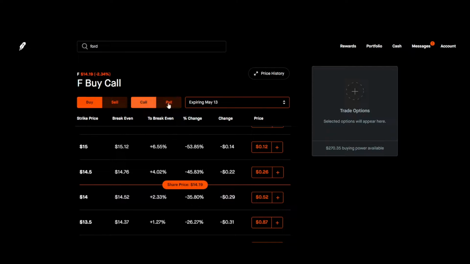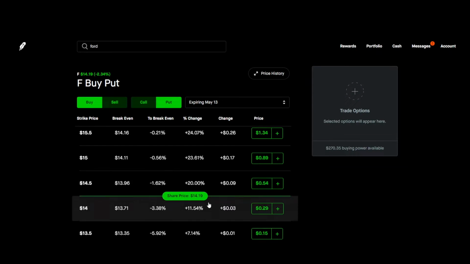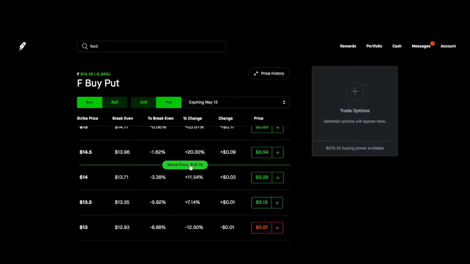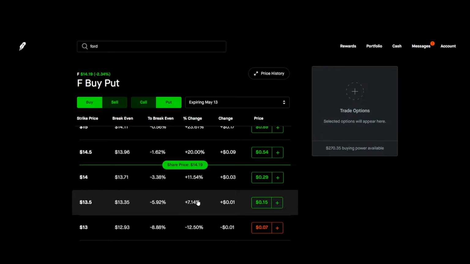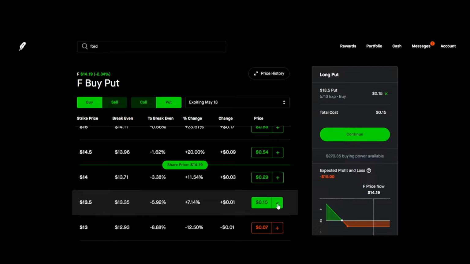So all we're going to do is buy a put first. So let's say that we think it's going to be right at this share price. Let's just say that that's where we think it's going to be. So we're going to go down 2. So 1 strike price, 2 strike price. We're going to buy the put right here.